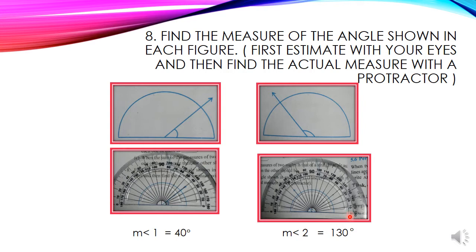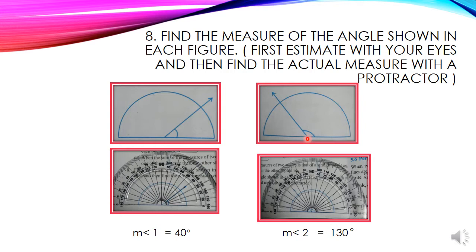This 0 is here, you know, 2 scales are there, 0 is here, so that measurement, second arm is here, that bottom measurement you see it is at 130 degree. Okay, so the measurement of this angle is 130 degree. It is an obtuse angle.